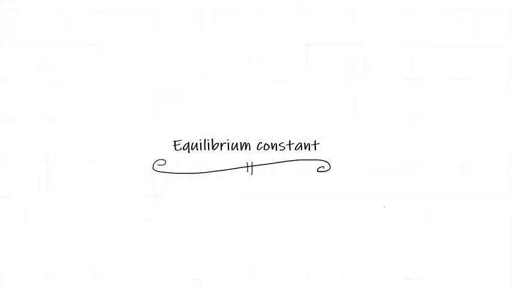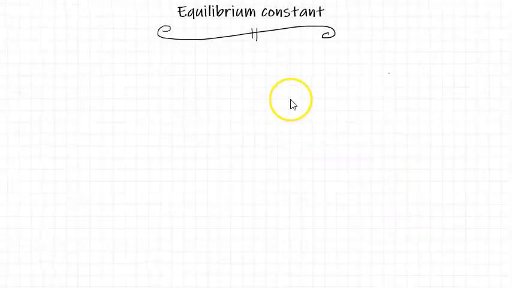Kia ora tātou. In this video we'll introduce the equilibrium constant. So the equilibrium constant describes how far a reaction goes towards completion.